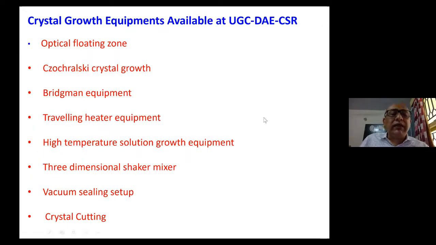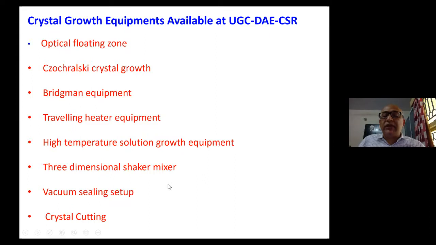So the crystal growth equipment available at the UGC DAE CSR Kalpakkam node are the following: the optical float zone, which I showed you, and Czochralski crystal growth, with a typical equipment I showed you for growing lithium niobate crystal. And we also have a Bridgman crystal growing furnace, a traveling heater method, which is a modification of this. And we also have high temperature solution growth equipment and various other things which are needed for processing the crystal.